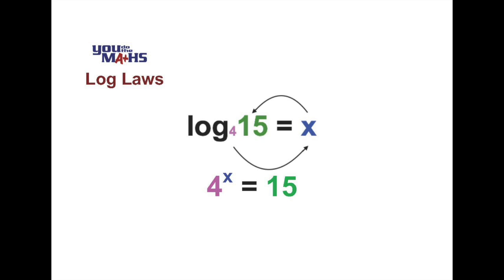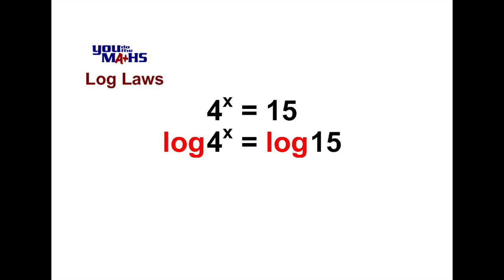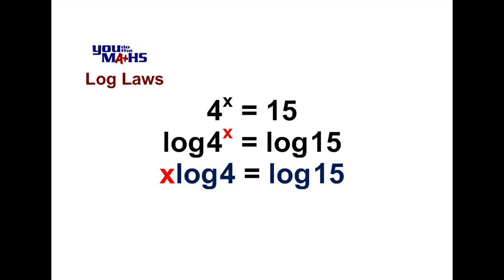The next thing we'll do is take a log of both sides. Now at this point, we can choose this log to be of whatever base we wish, so we'll take it to be base 10. So we've got log of 4 to the x is equal to log of 15. Now we've seen from a previous log law that the power of x inside the log on the left hand side can be taken out the front. So we've got a product of x and log 4 is equal to log 15.